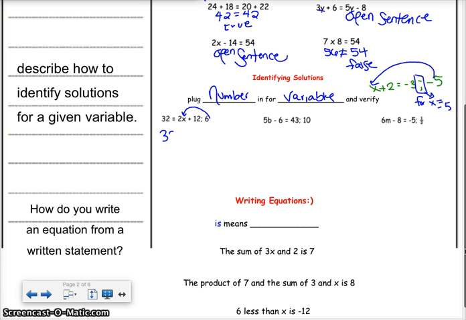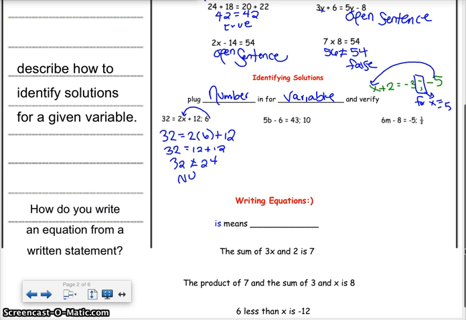So does 32 equal 2 times 6 plus 12? I'm just showing my beautiful math. Does 32 equal 12 plus 12? 32 does not equal 24. No, it is not a solution.